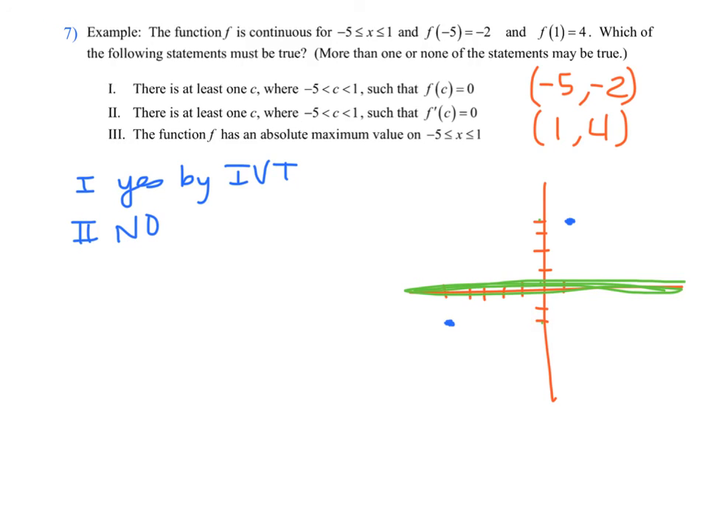Okay, last one, the function f has an absolute maximum value from -5 to 1. Okay, so this is the closed interval theorem. All right, this told us way back, we learned about absolute maximums, that anytime you are given a closed interval, okay, so from -5 to 1, and the function is continuous, there is going to be an absolute min and an absolute maximum. So yes, number 3 is true. So you would say, which of the following statements are true? I would definitely say 1 and 3.